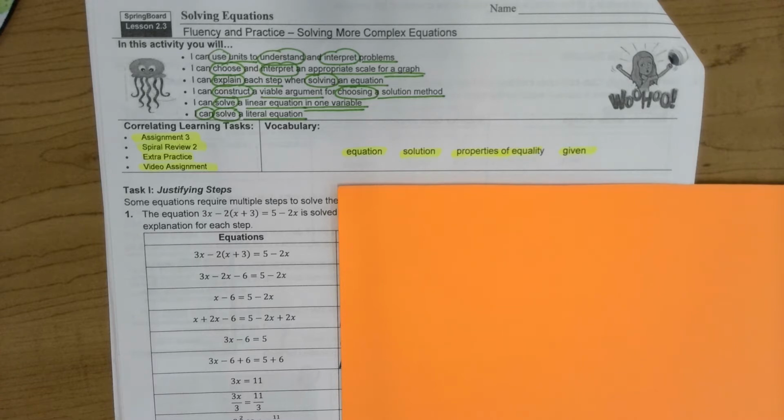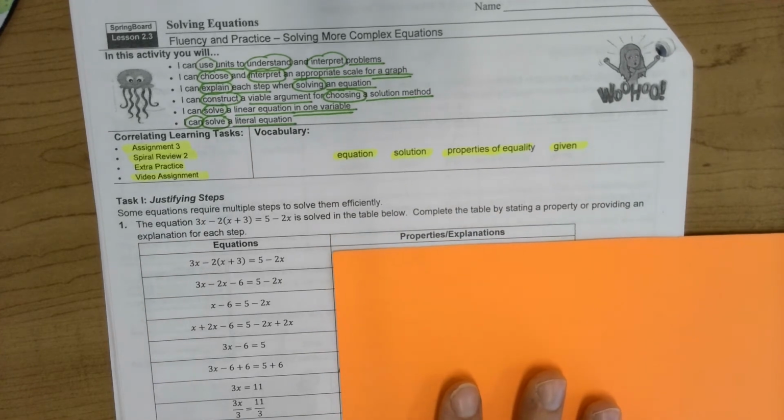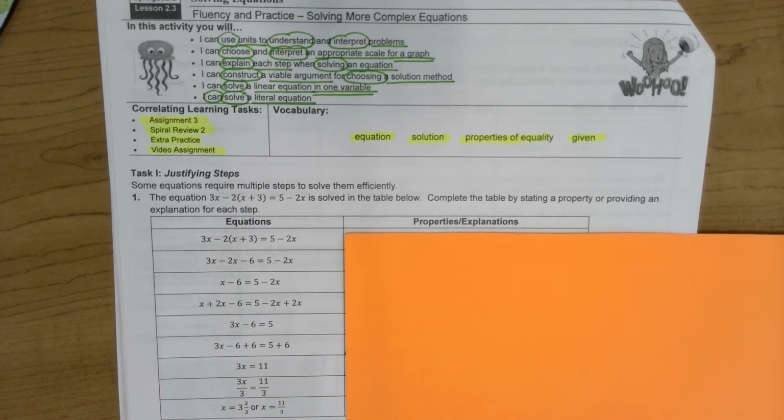So if you could pause the video right now, I want you to do task 1 on your own first, and then come back and check your answers. Okay, let's review the answers for task 1, justifying steps. Some equations require multiple steps to solve them efficiently.